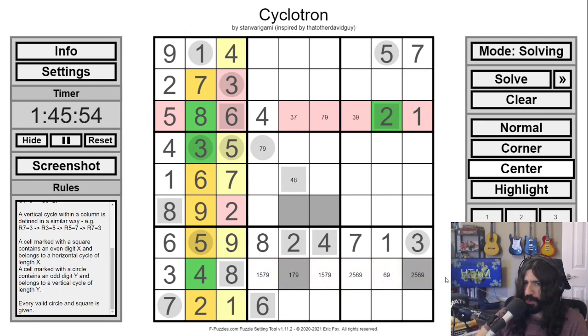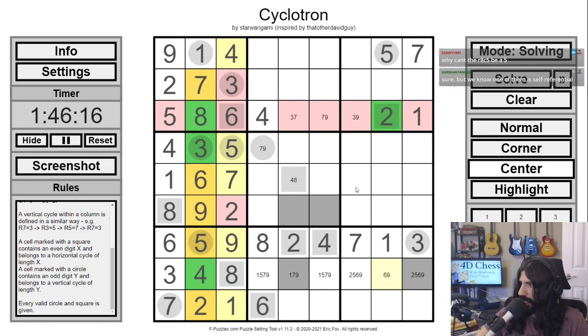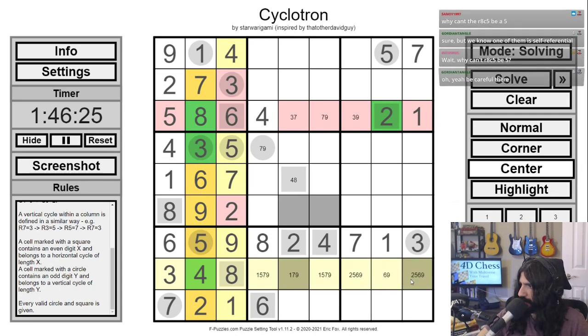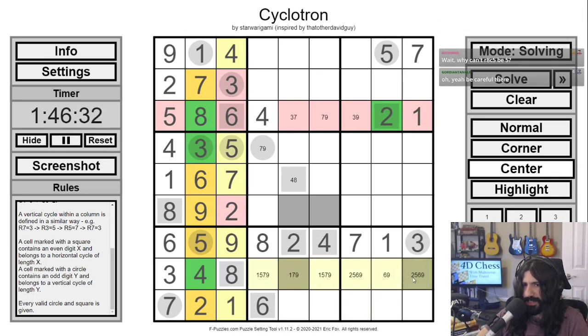But the problem is we don't know which one of them isn't in the cycle. Hold on. 1, 2, 5, 6, 7, 9? No, yeah, I know. Like, how restricted is row 8, column 8? Well, yeah, we did find that it was 69 LOL. So that's cool. Not 7? Sorry, what? I'm confused. One of them self-referential? Yeah, but these numbers are only relevant if this is allowed to be a 5.